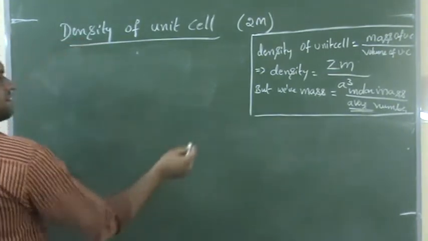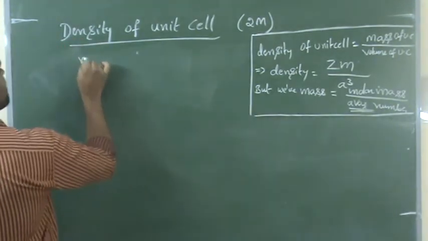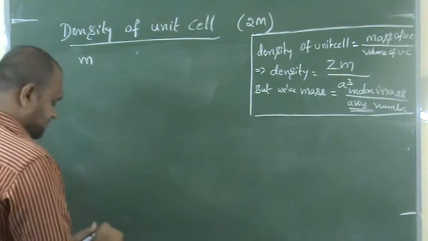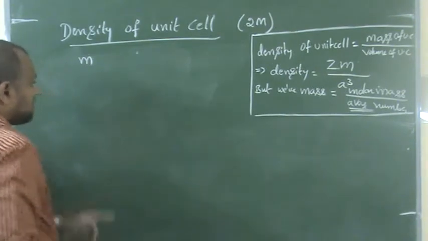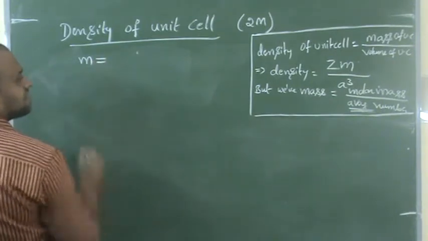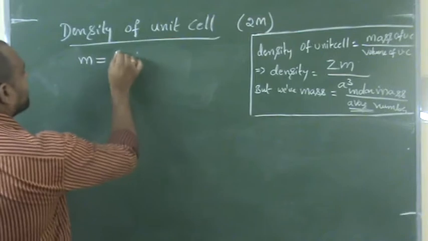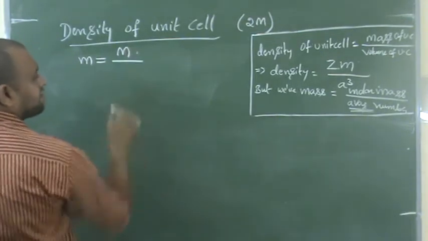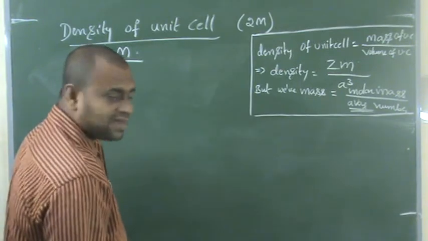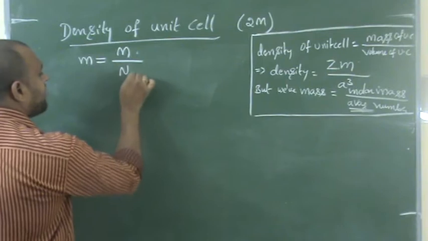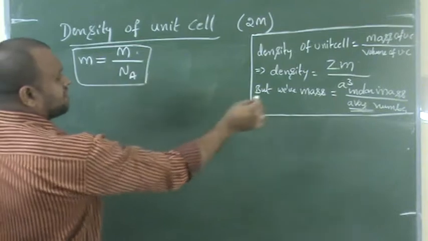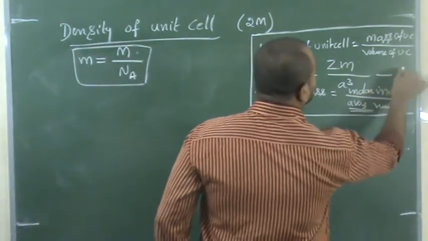So now you can see the mass of a particle is denoted by small m, right? Small m is equal to the molar mass, denoted by capital M, divided by Avogadro's number. You all know Avogadro's number, right? Avogadro's number is denoted by Na. Substituting this in this equation, let this be equation 1.